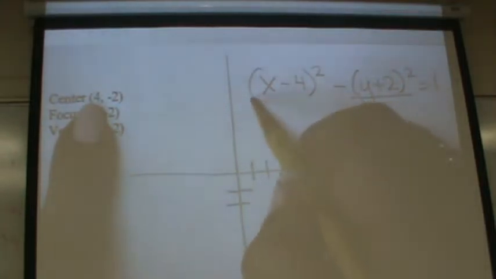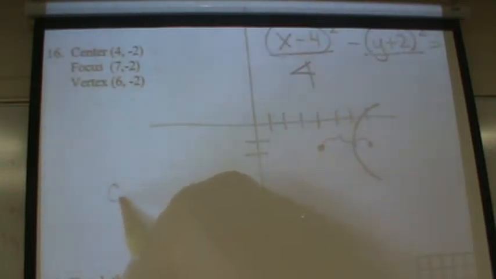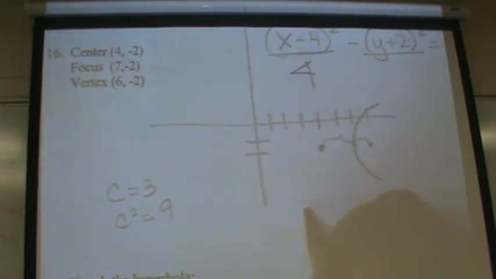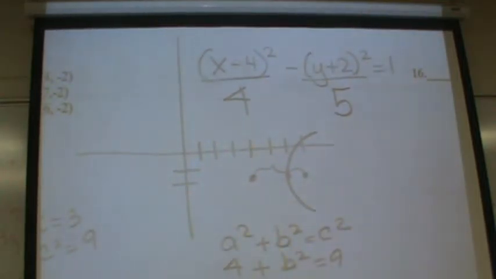That goes on top. What's your A value? 1, 2, 3. 2. So you put a 4 there. What's your C value? 3. So we know C is 3, so C squared is 9. So now you have to do A squared plus B squared equals C squared. Anyone know what B squared is? 5.